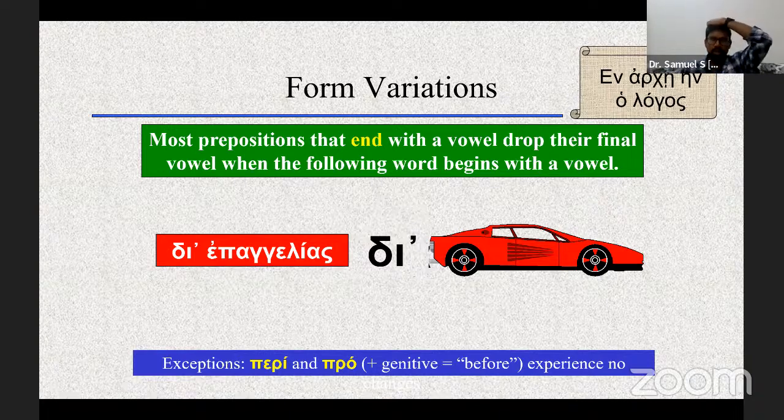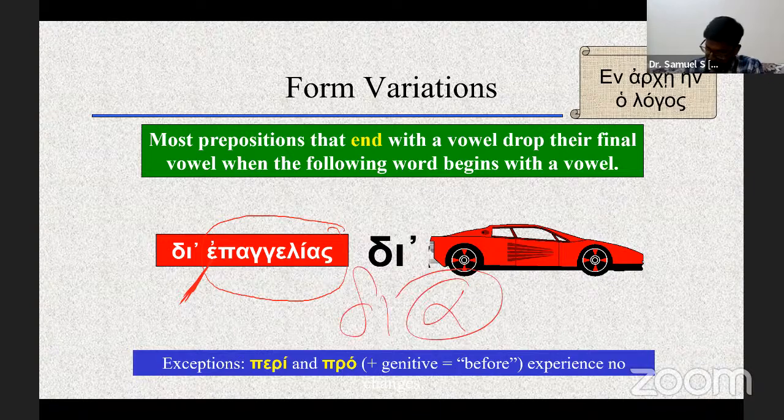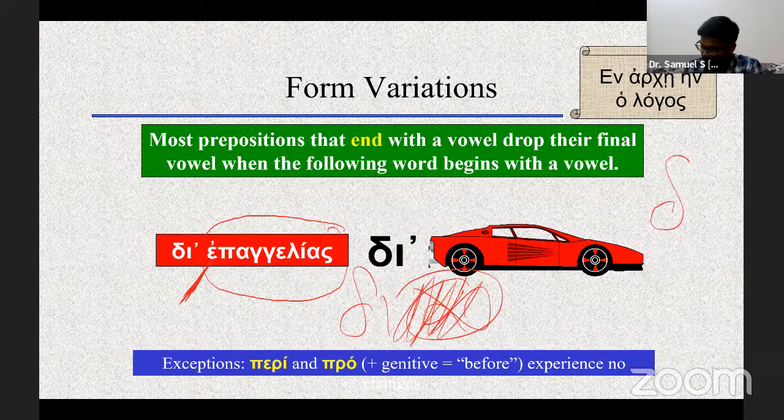Yeah, I don't know why the car is there. But the point is, what if the next word is epangelias, which is also beginning with a vowel? What is happening to the alpha? It's dropping out. So when you say these are anywhere with the accent, you know that this is a dia.